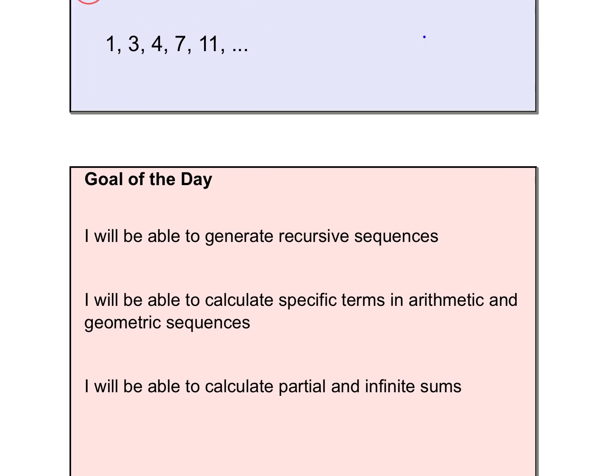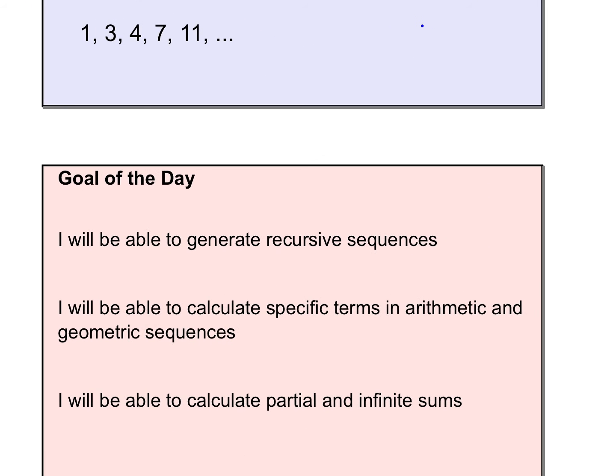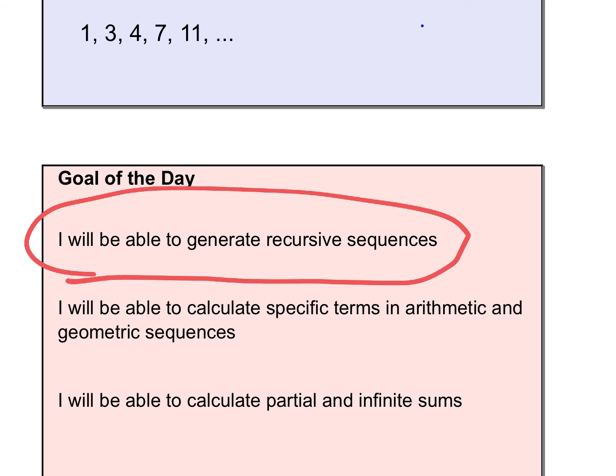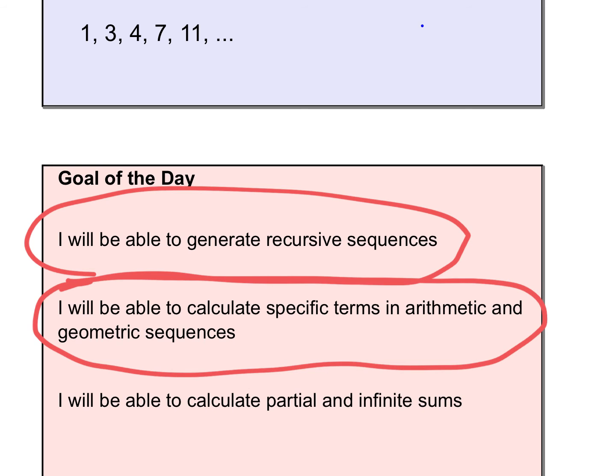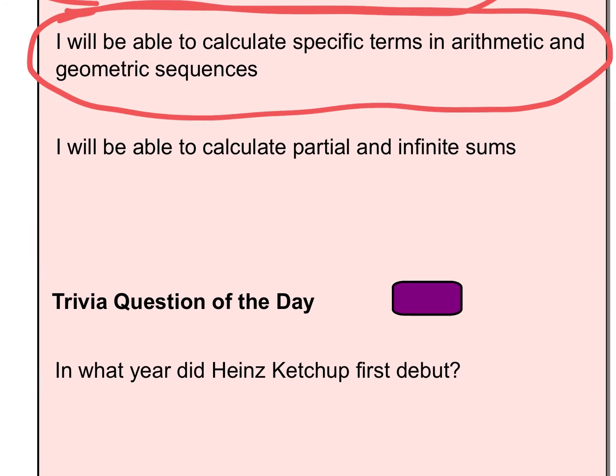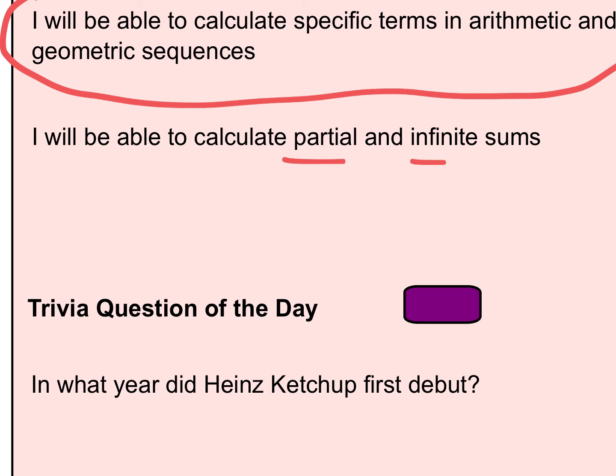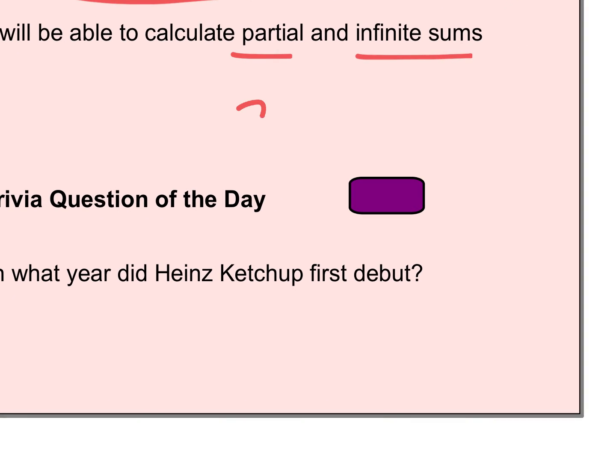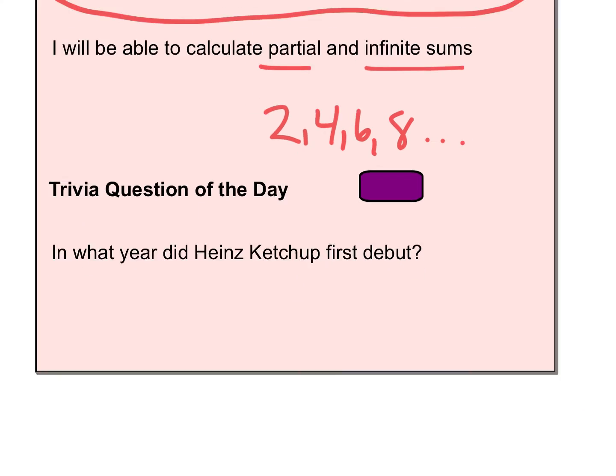Sorry about that, went too far. The goal for today is being able to make these sequences, which we've been practicing since the first day. Calculate specific terms, and that's going to require those formulas. They got to give them to you, otherwise you'd be toast. And partial and infinite sums. That's where you have like 2, 4, 6, 8, ... and they say, what do the first 10 terms add up to? Grab the right formula and use it.